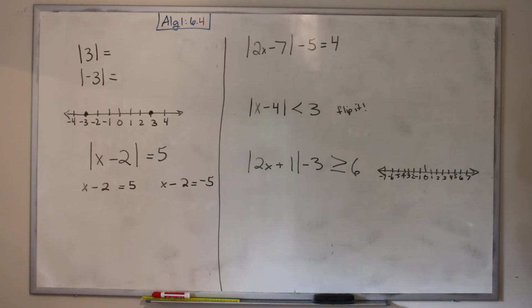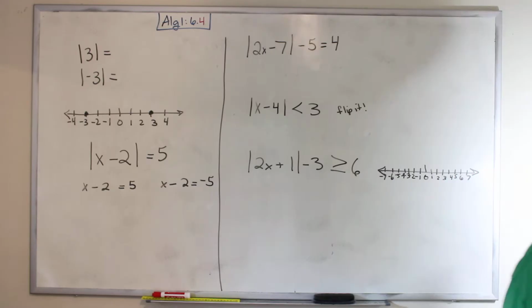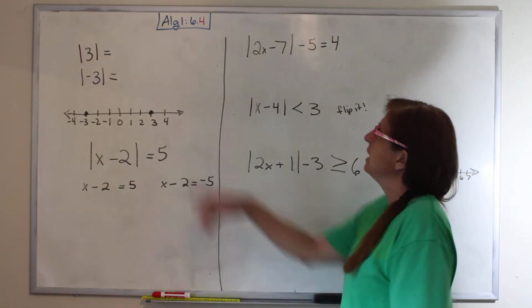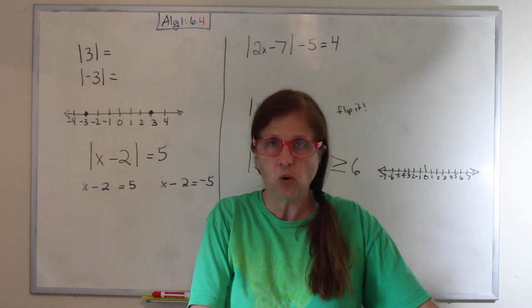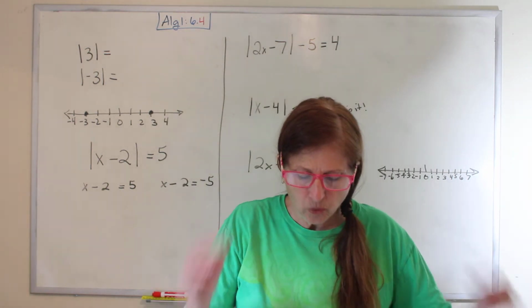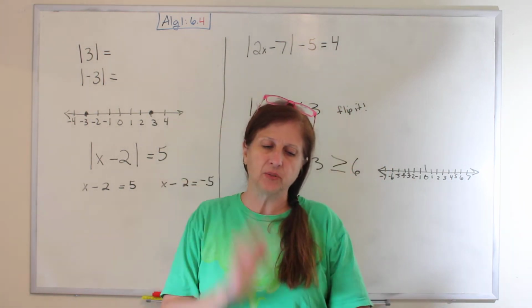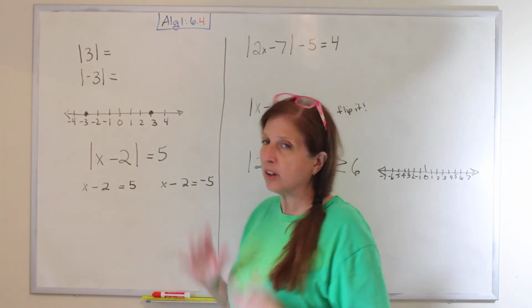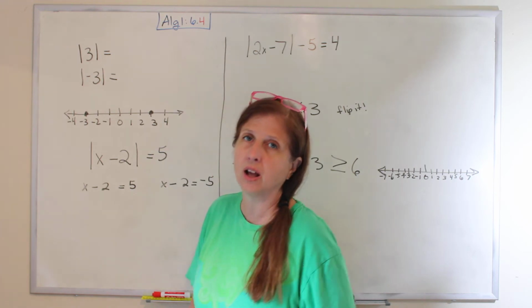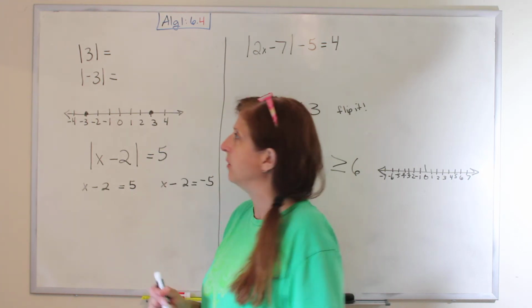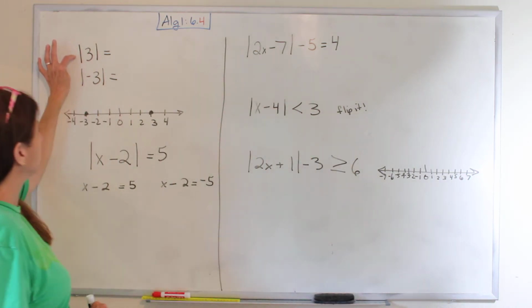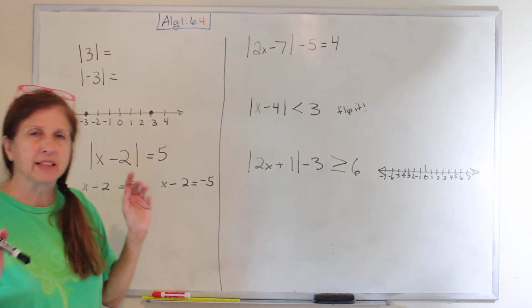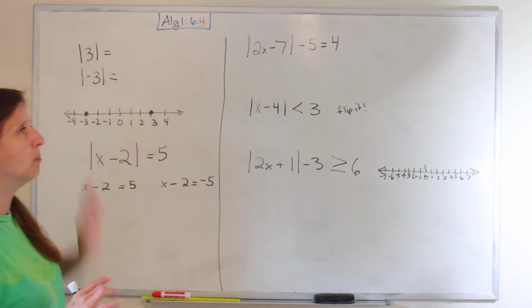Hold on. Welcome back to Algebra 1, Chapter 6, Section 4. In this section, we're going to talk about solving absolute value equations and inequalities. So we have to review what absolute value is. Here I have the absolute value of 3 and negative 3, and the symbol is these parallel bars.